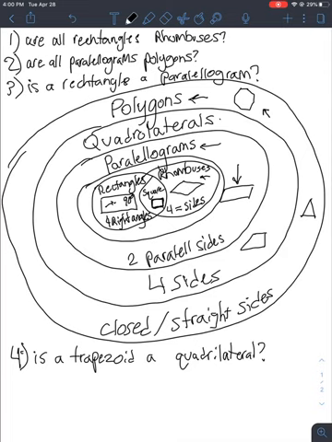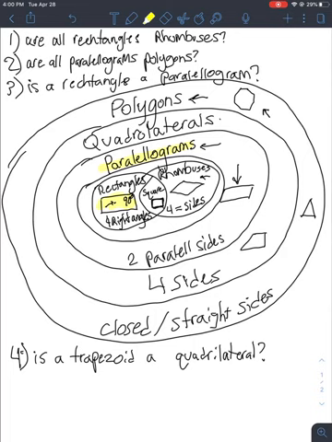Question number 3. Is a rectangle a parallelogram? So let me highlight. Here are our parallelograms, and here are our rectangles. So as you can see, the rectangle is within the parallelogram circle, so our answer is yes.